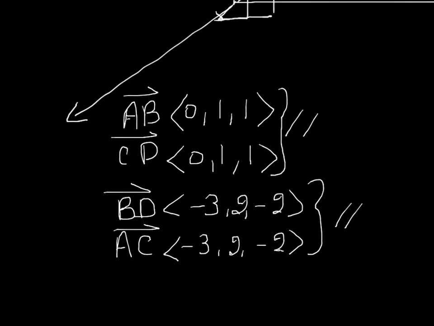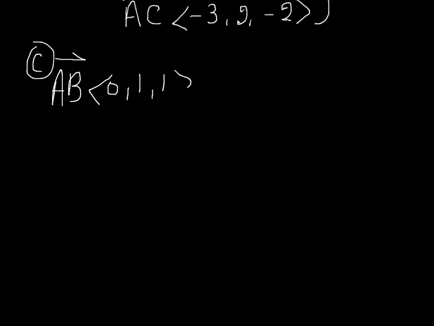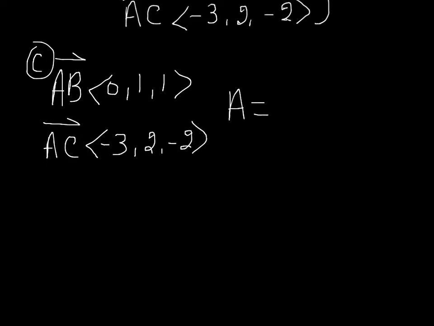Part B, what we have to do is find the area of the parallelogram. I need you to look at two adjacent vectors. We already wrote the vectors in component form. Pick two adjacent vectors; it doesn't matter which two you pick as long as they share the initial point. In this case, I'm going to pick vector AB, which I found to be 0, 1, 1, and vector AC, which I found earlier to be -3, 2, and -2. The area of the parallelogram is the magnitude of the cross product AB cross AC.